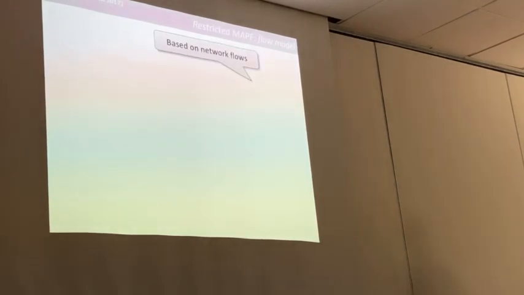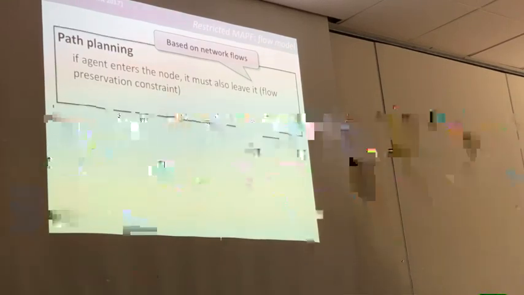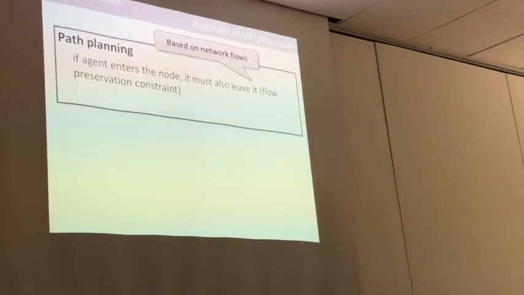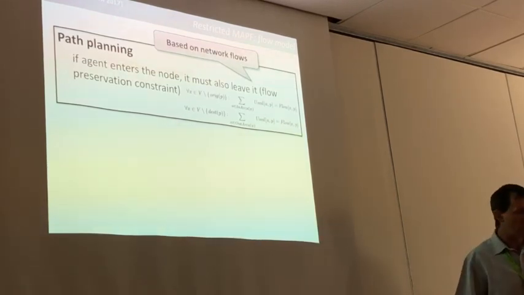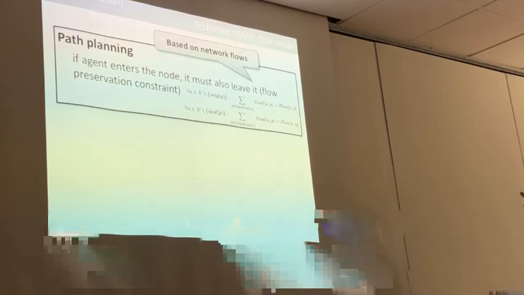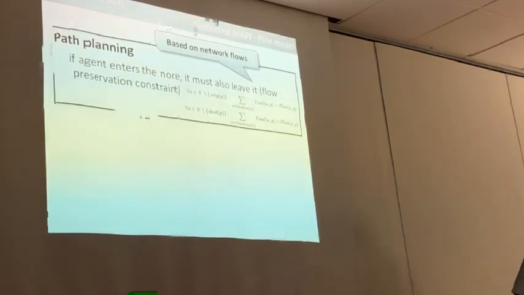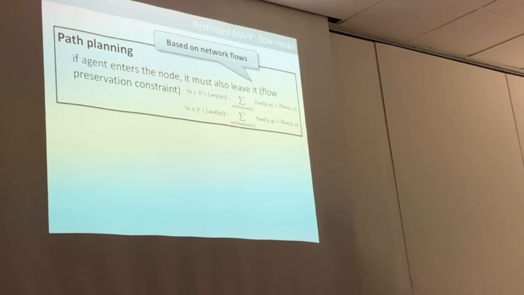Okay? So let's start with the first model. We call it a flow model because it's based on network flows. And the idea is that for each agent, we use a variable describing whether that agent visits a given node. It's called use. And the flow, use is for arc flow. The flow variable describes whether the agent is using a given node P, a 0, 1 variable, and use describes whether the agent is using a given arc or not.